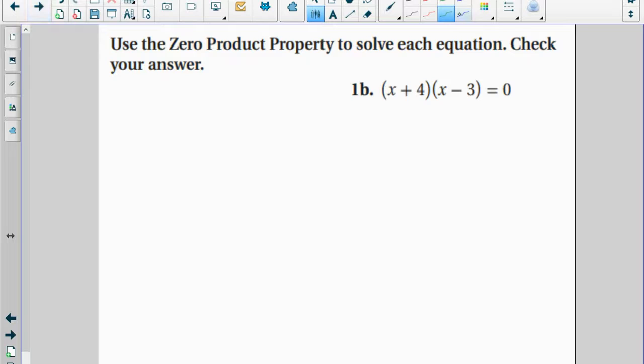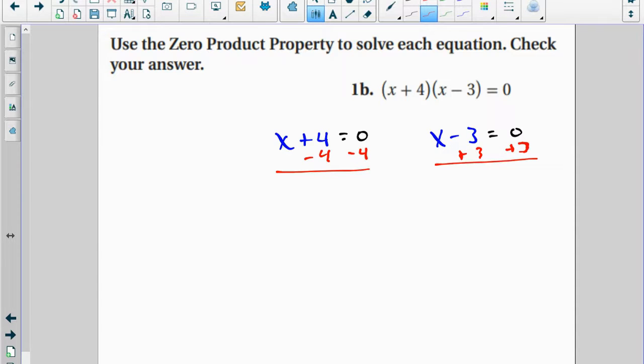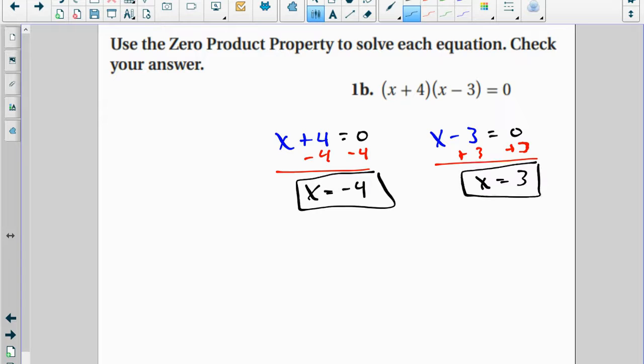Here's another example. We have our two factors. Together, when multiplied, it equals 0. So that means either the first factor has to equal 0 or the second factor has to equal 0. Either one. We solve in each case by using inverse operations. So I subtract 4 on the first one. I add 3 on the second one. It's okay. You're going to end up doing different things for different equations. And I'm going to get x equals negative 4 as one of my solutions, and x equals positive 3 as my other solution.